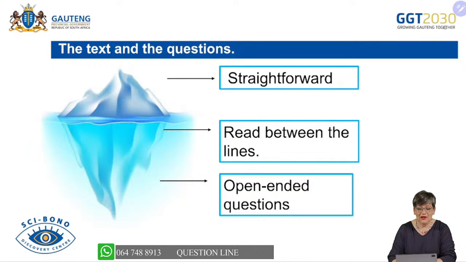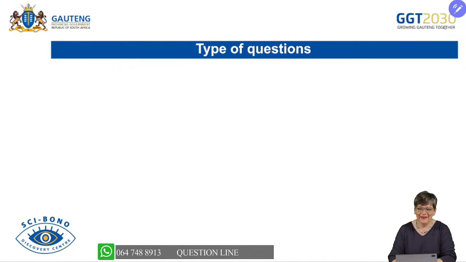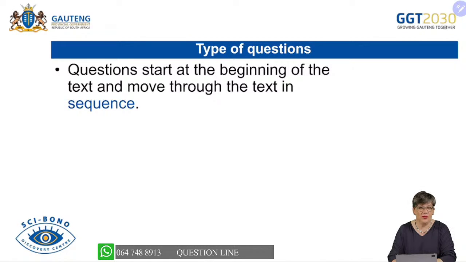Underneath the surface, you'll find questions where the answers aren't as clear. And you will have to infer. Infer means to read between the lines. And deep down, probably at the end of a section, you will find your open-ended questions. And this is where you really have to dig deep to get those answers. But don't worry, I'm here for you. I'll help you. I'll show you how it works. So let's start with the type of questions. I hope you have a pen and pencil ready so that you can make notes.